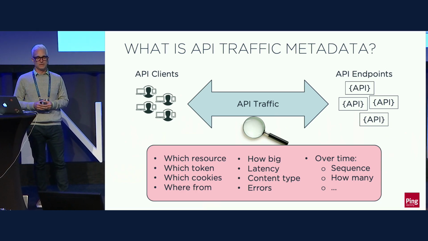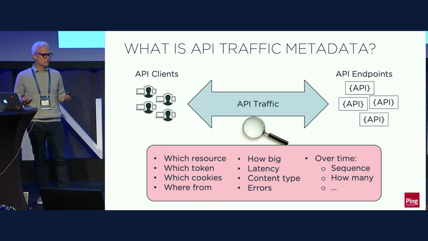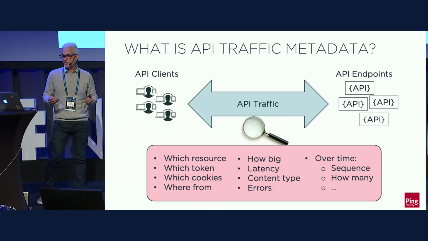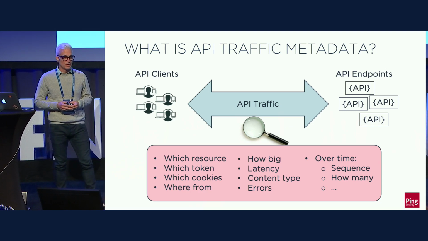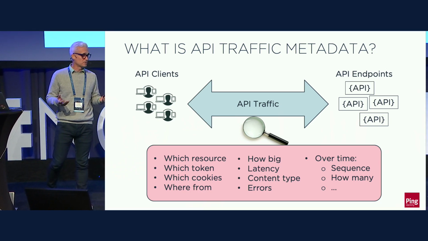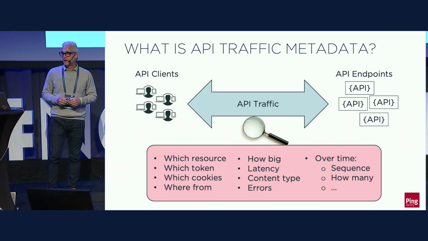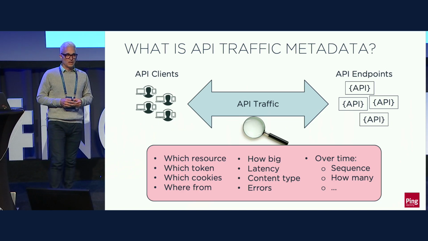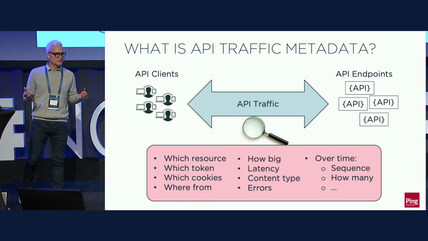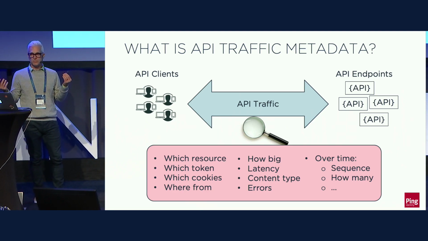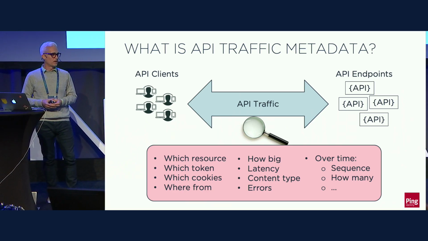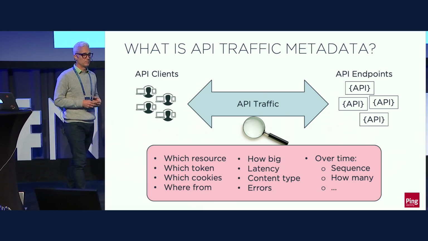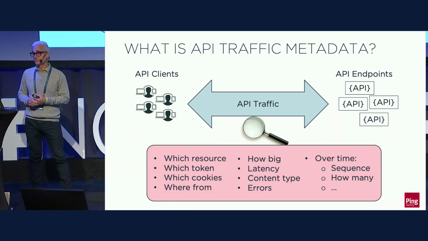So which resource is being called? Which token, if any, is present? Which cookies? It's weird to me, but in some cases, some APIs have cookies in them. Where is it coming from on the network location? How big are the requests, the responses, the latency? How long does it take for your downstream API endpoint to respond? The content type coming in, going out, errors. By the way, the last talk on HTTP errors was awesome.